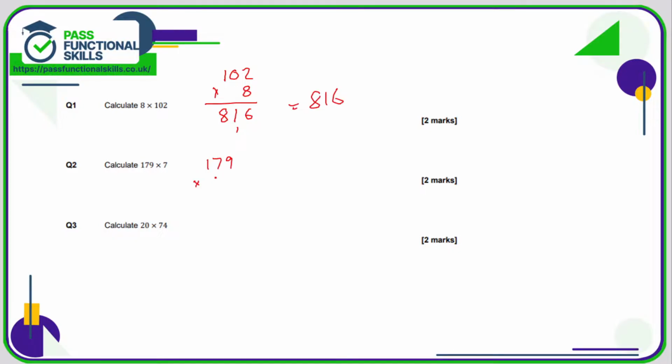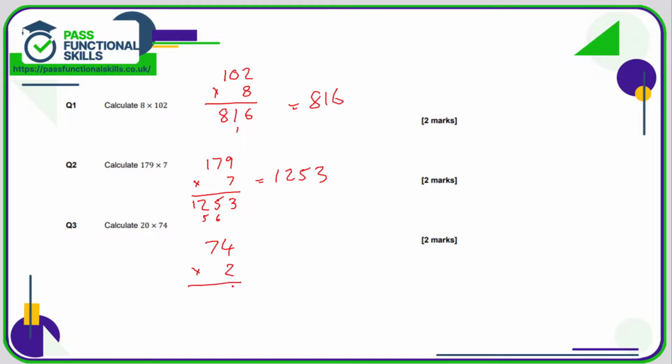197 multiplied by 7, a bit harder. No one likes the 7 times table. 7 9s are 63, 3 carry the 6, 7 7s are 49, plus 6 is 55, so that is 5 carry 5, and 1 7 is 7, plus 5 is 12, so the answer is 1253.